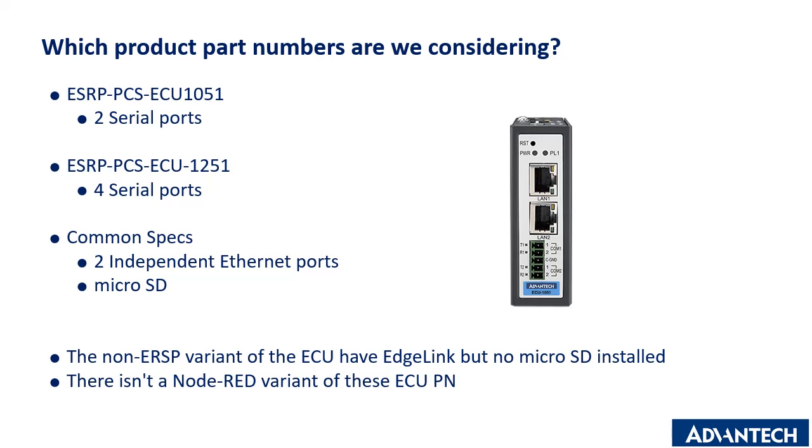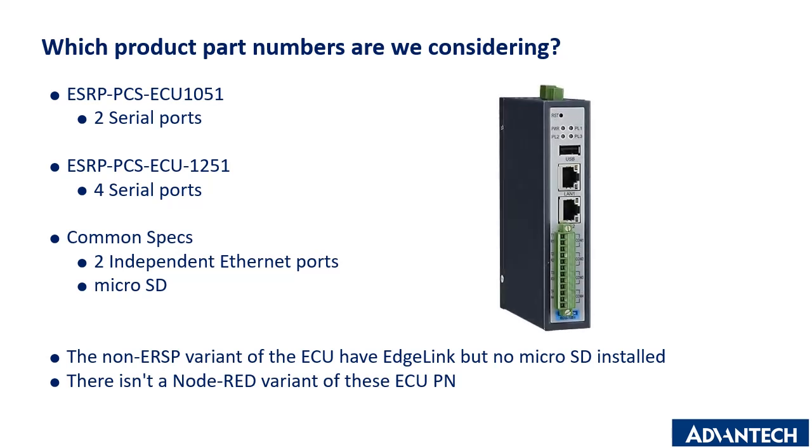Then we have these two ECU products, which are basically just gateways. They have various serial port options. They also have the two Ethernet ports and a micro SD capability for data logging. Here's the second of those two, which you can see is a little larger and has 4 COM ports versus the 2-port model.